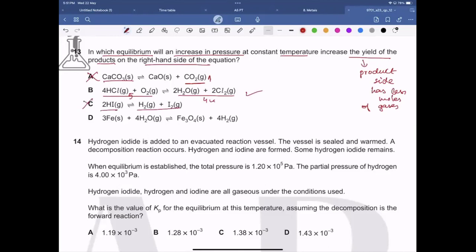2 moles and 2 moles goes wrong. 4 moles and 4 moles, equal moles, so it goes wrong as well. So B is the answer because in B there are 4 moles on the product side and 5 moles on the reactant side. So this is the one where, if we increase the pressure, we will get more quantity of product.